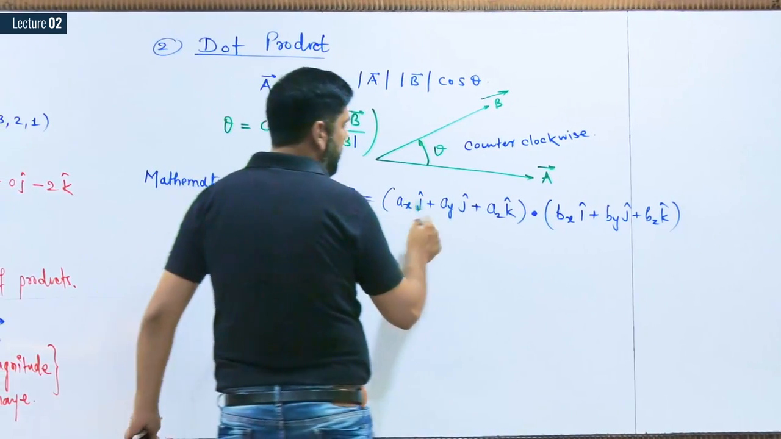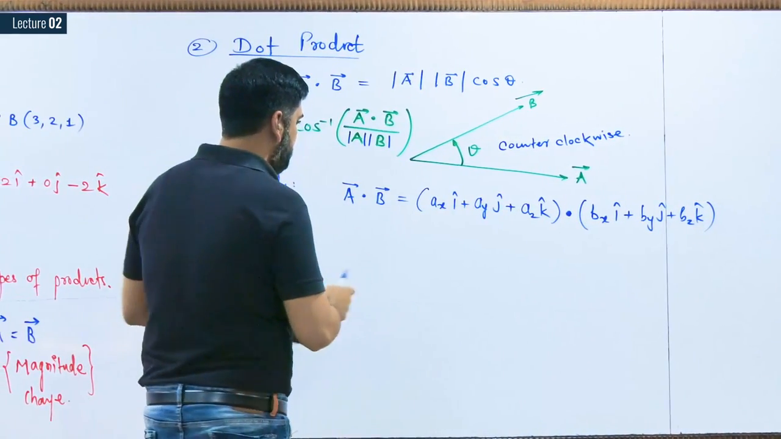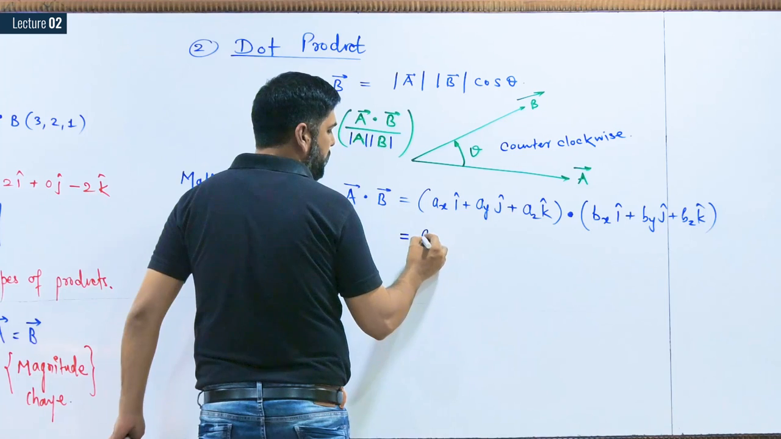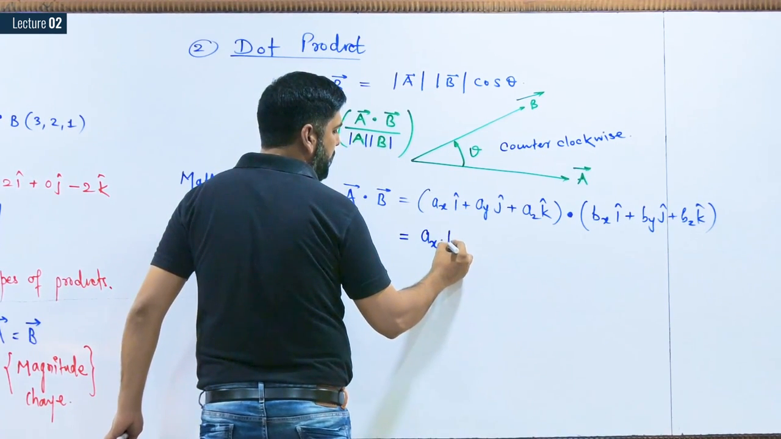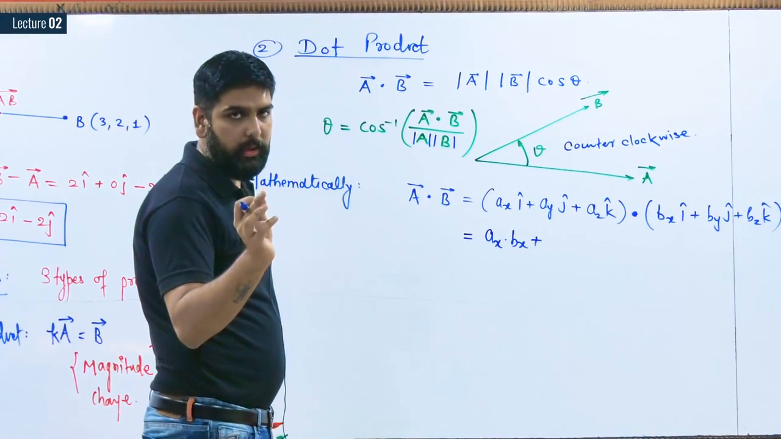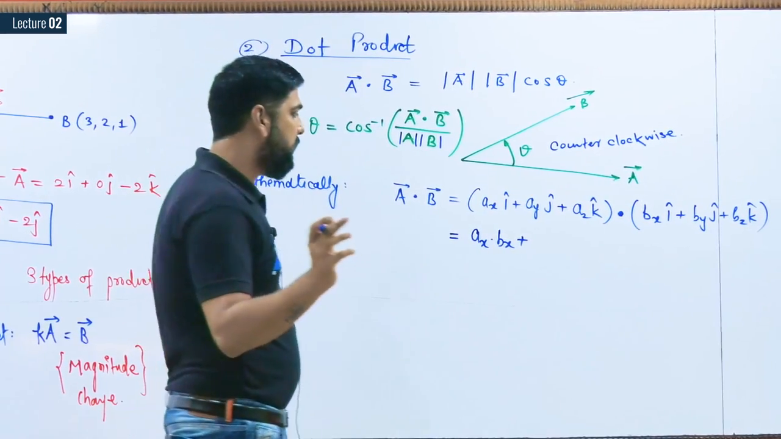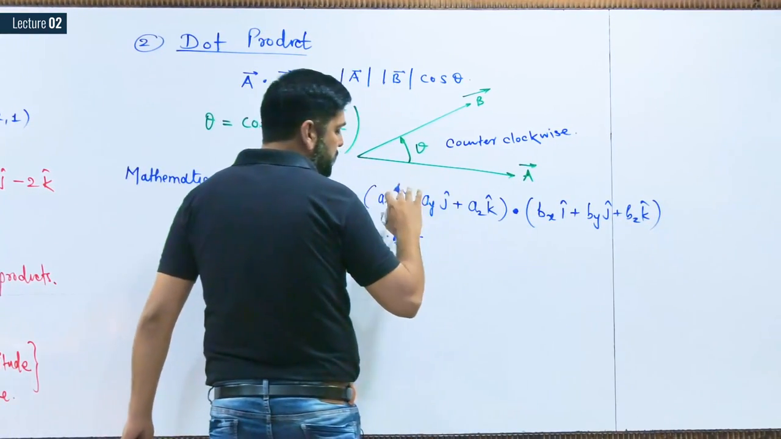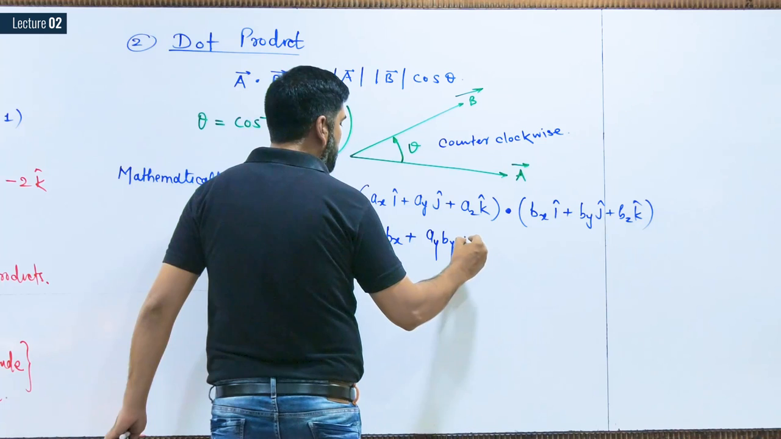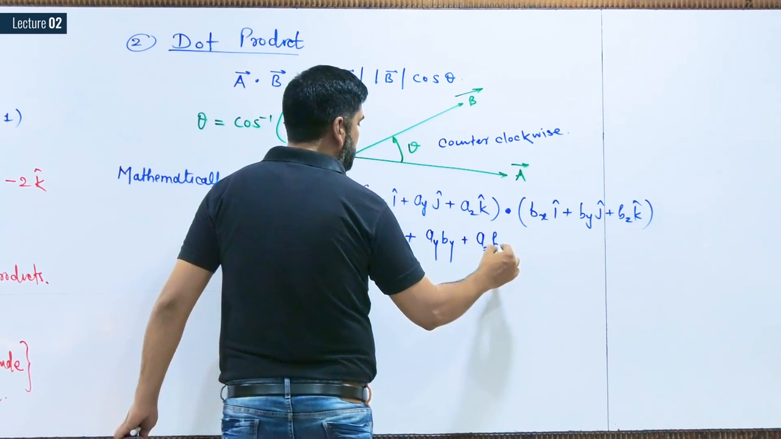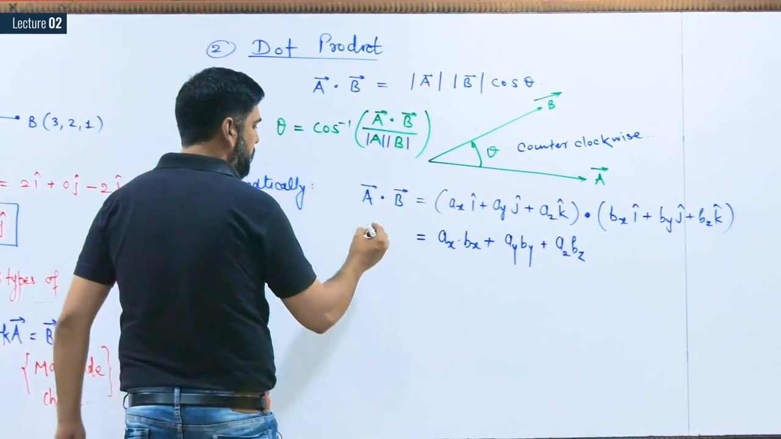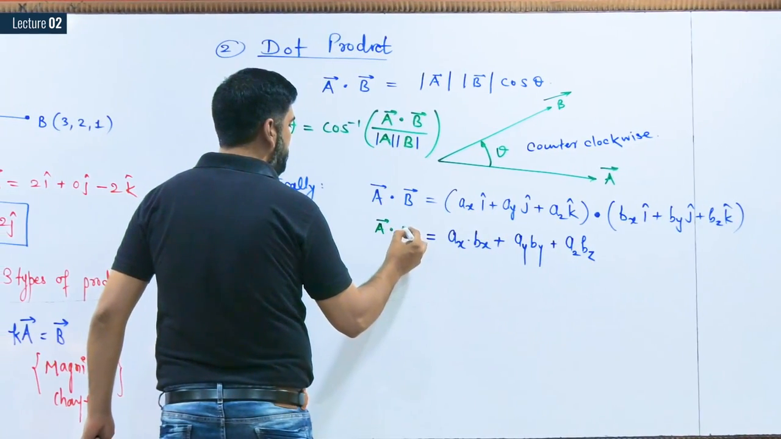So if theta is equal to 0, I am having i into i. If the theta is equal to 0, it is nothing but cos 0, and cos 0 is equal to 1. So I am having only Ax Bx. Then i into j, the angle between i and j is 90 degree and cos 90 degree is 0. So i and j are multiplied but the resultant is 0. So I am having j j, that means Ay By, and k k, that is Az Bz, clear? So Ax Bx plus Ay By plus Az Bz is nothing but A dot B mathematically.